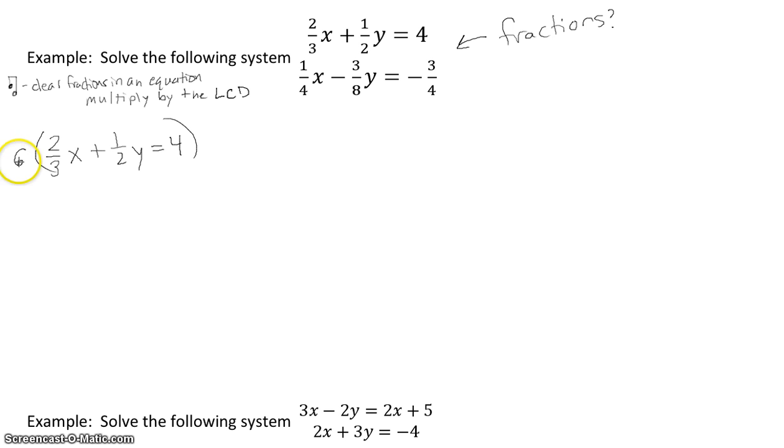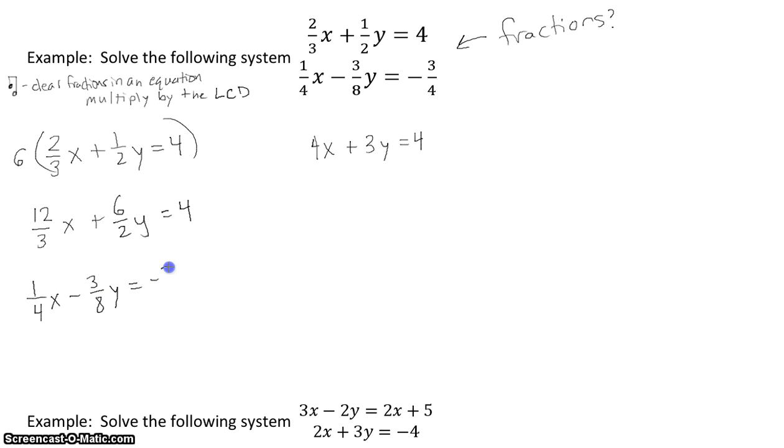And again, since this is 6, we're multiplying the numerators. So that becomes 12 over 3x plus 6 over 2y equals 4. Now what multiplying by the least common denominator allows me to do is have these all divide evenly. So this becomes 4x plus 3y equals 4. Now it's a lot easier to deal with. I'm going to do the exact same thing with the second one.